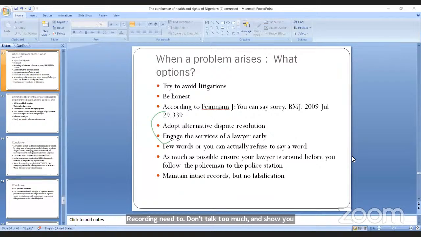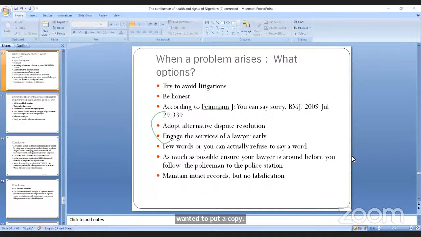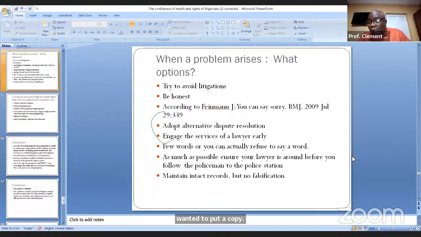Maintain intact records, but no falsification. Make sure your case notes are well documented. You may even need to photocopy it and have a copy for yourself when you notice that this matter is going to end up in court. All right? Thank God for telephones now. You can do snapshots of all the pages and store them in an electronic format, so that when they take you to court, you can stand by that and say, this is my record, different from the record I attended during a court, and all that.